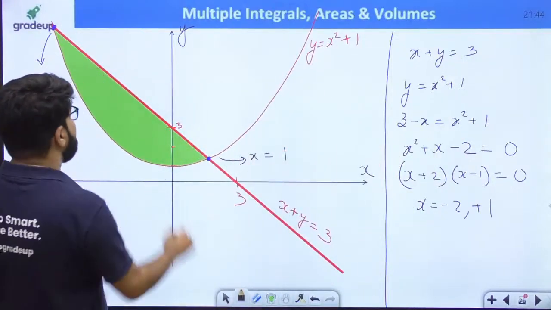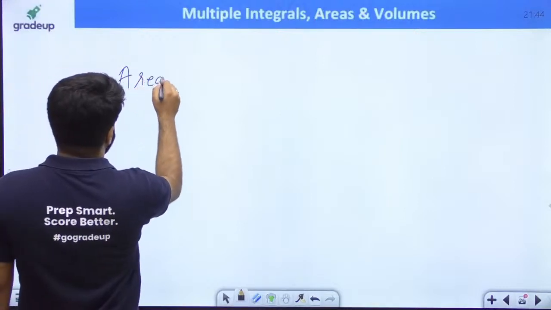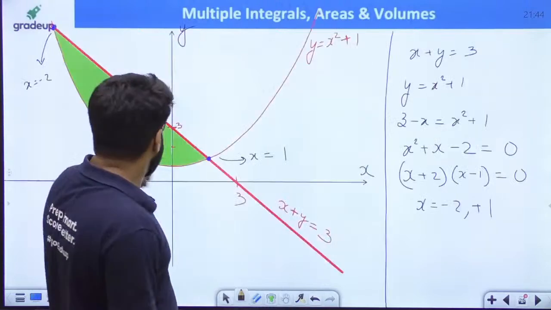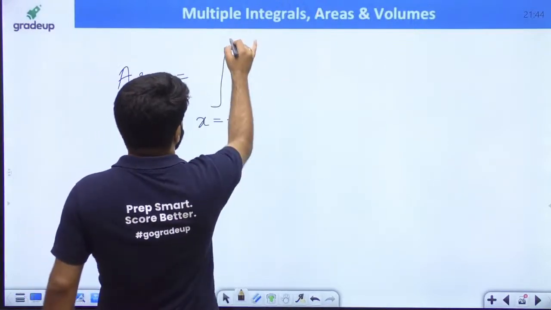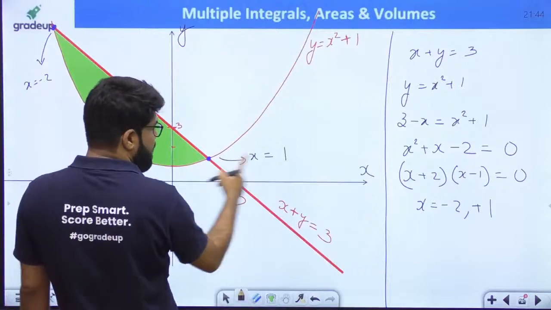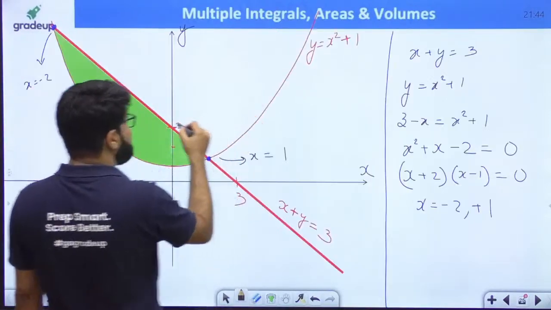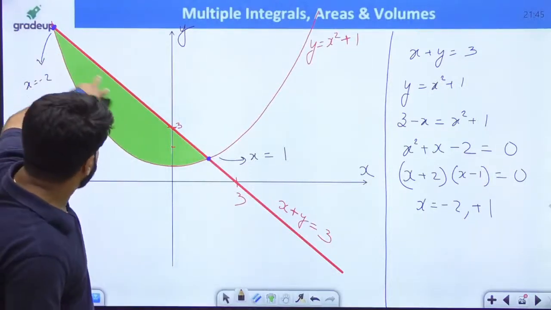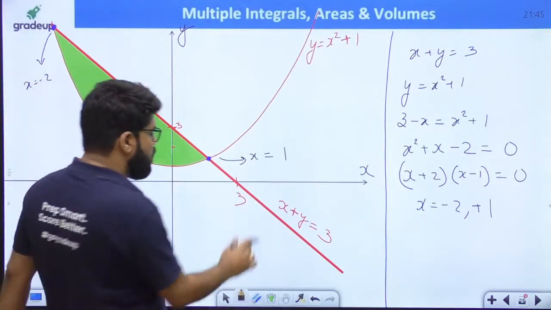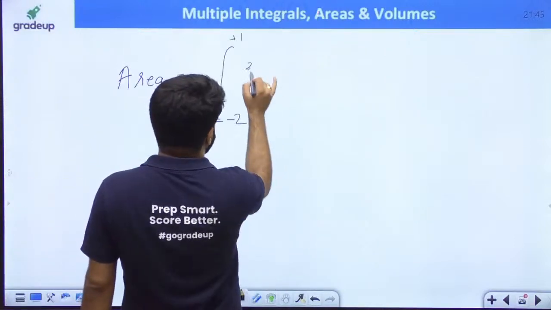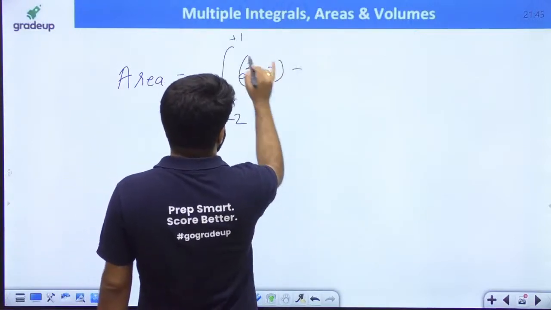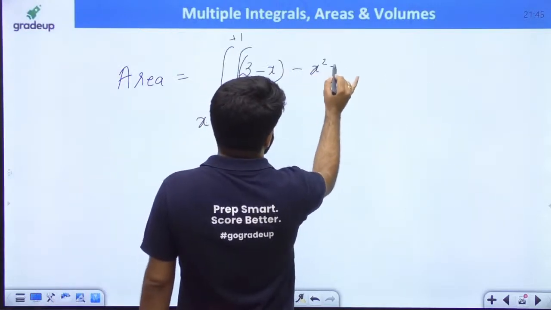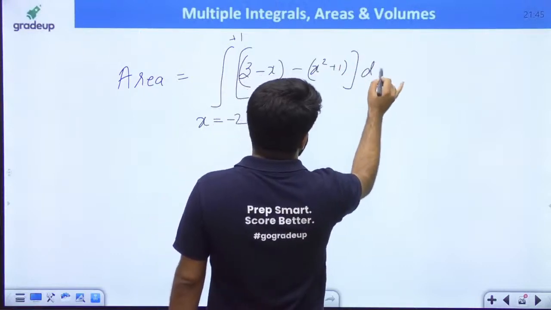So what is the value of the area, guys? Directly I am going to use the integral. One single step now, one single integral, x equal to minus 2 to plus 1. Okay, f1 minus f2, upper minus lower, not even making the strip, nothing. What is the upper function? What is on top? The straight line, that means y equal to 3 minus x, minus this one, y equal to x square plus 1, dx.